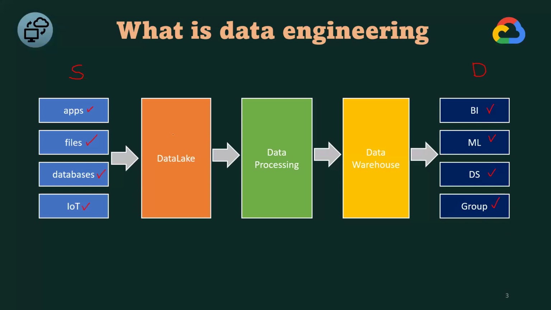What we first do, we try to store the data. First, we extract this data from these multiple data sources and we try to store the data into a single location. That is what we call a data lake. We extract the data from this data lake, process it, and load the data to the data warehouses.